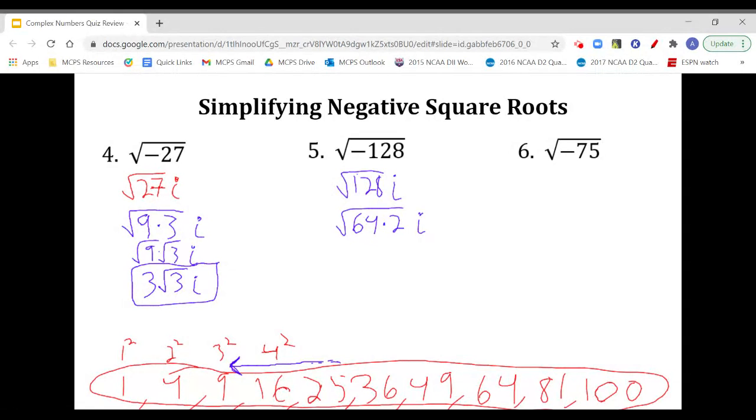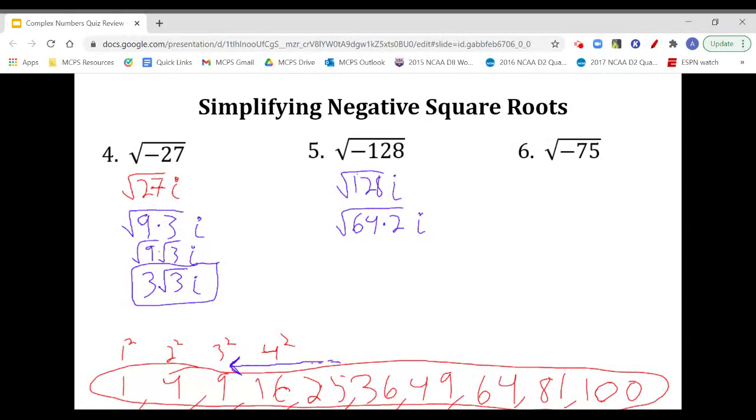Now, this is why I suggest you start from largest to smallest, because if you start with the smaller numbers, you're going to find that 128 is divisible by 4. And maybe you'll even keep going and be like, oh, it's also divisible by 16, so I'm going to divide it by 16. But in that case, you wouldn't have the largest perfect square factor, so you wouldn't be totally simplified. So again, I just start with the larger perfect squares in order to avoid that whole problem.